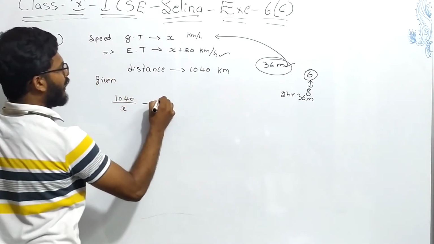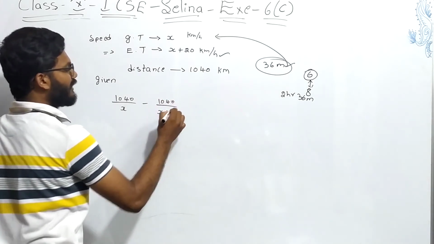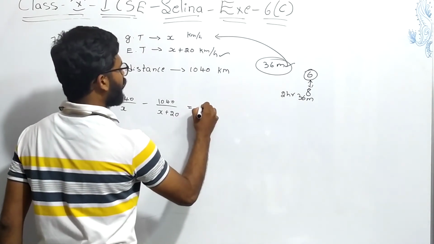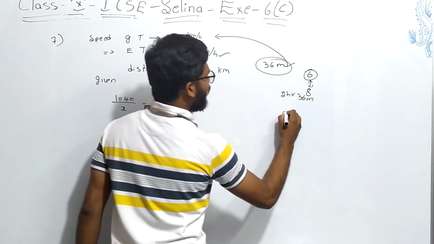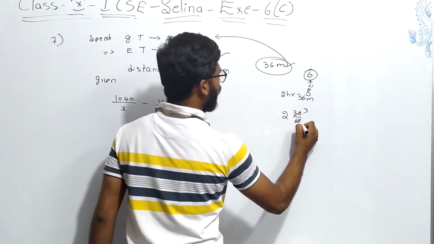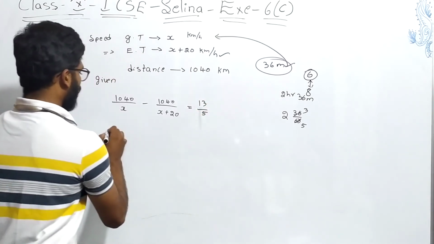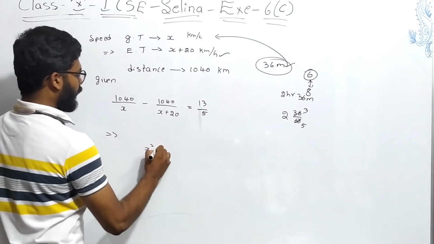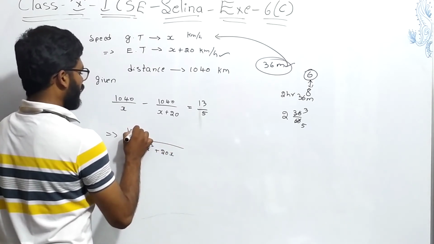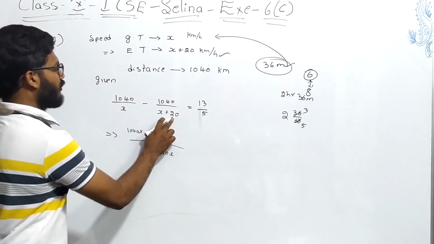So given, we can write directly 1040 by x minus 1040 by x plus 20. As the speed increases, the time decreases, right? Time decreases, is equal to 2 hours 36 minutes, which I will find here: 2 hours 36 by 60. So 12 3s are 12, 5 2s are 10. It is 13 by 5. So after taking the LCM, x square plus 20x, so 1040x minus 1040 into 20.